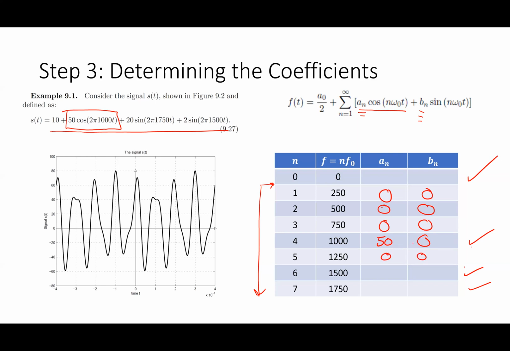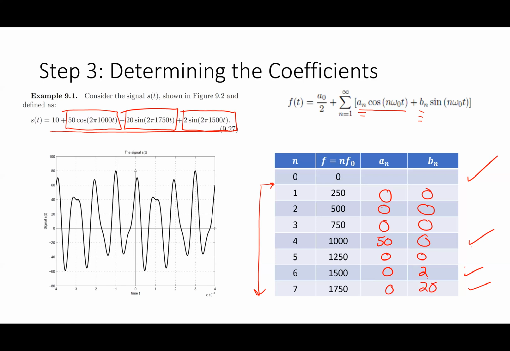What do I have at 1500? So here's my 1500 term. What do I have there? Do I have an A? Nope. But I have a B, right? That's 2. Then my next one is this one right there. Do I have an A on that one? No. But I have a B. What's the B value? 20.